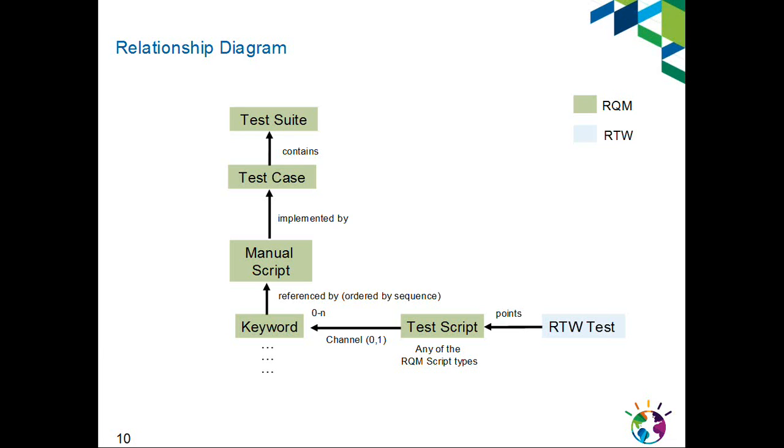Because you will not have any asset that you want to execute. There is no Java class that you want to execute. That points to a test script, and then the test script is associated to a keyword, right? And then it is added to a manual script, right? Don't get too confused with the manual script acronym.